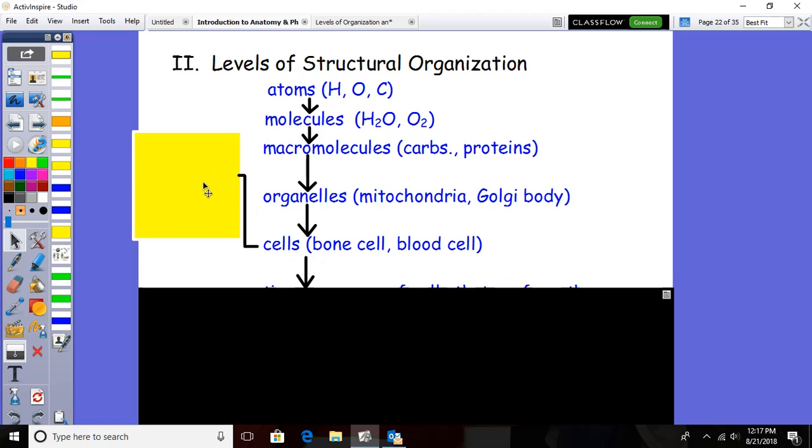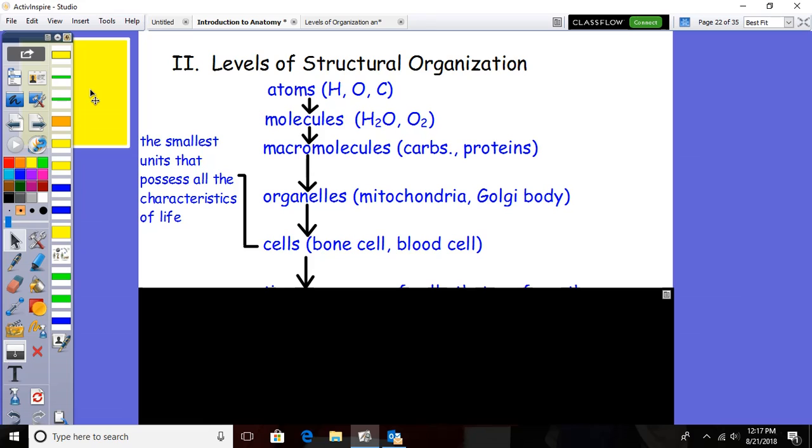I do want you to see a definition for cells, so I'll let you get that down. Cells are the smallest units that possess all the characteristics of life. When you are in a chemistry class, you focus a lot on atoms and atomic mass because atoms are the building blocks of all matter. Cells are the smallest units that make up living things, so we focus more on cells in here than on atoms.